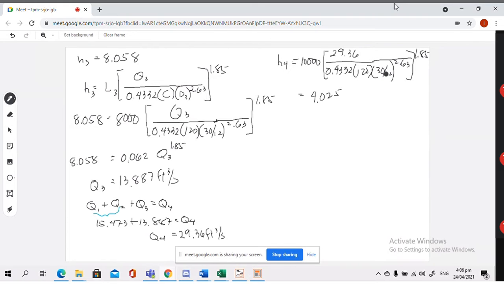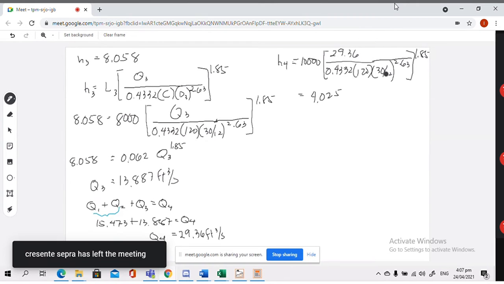29.36. 120, 30 divided by 12 to the 2.63. Okay, so this is 40.25. I multiplied by 1,000 instead of 10,000. So 40.254 feet. Okay, so that is right.